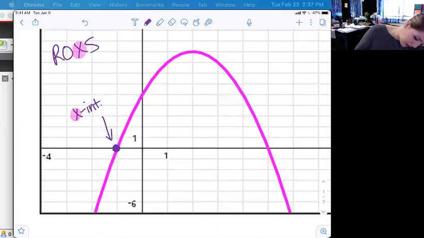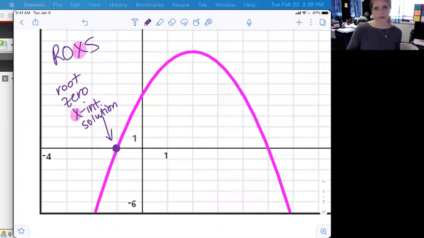So one of them is going to be our 0, which is what our calculator tells us if you were on the TI Inspire. Okay, good. And then another one is root. And the last one you're going to see is solution. All 4 of these words go for that single point right there.